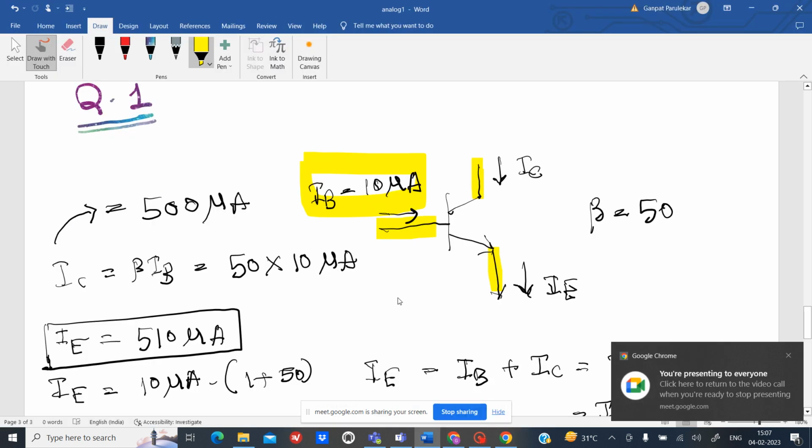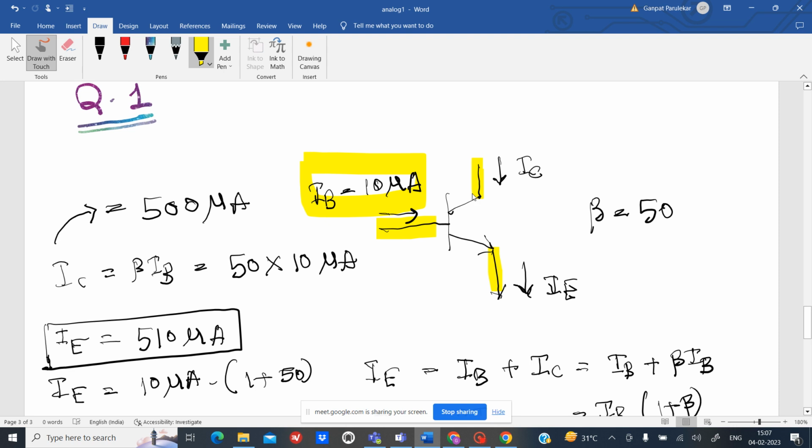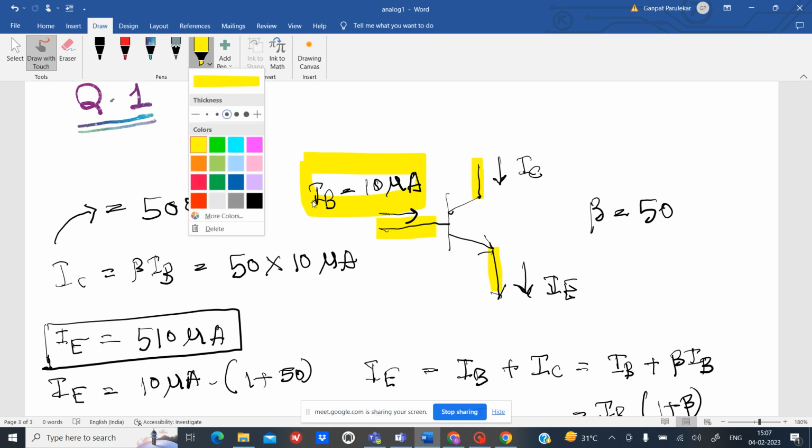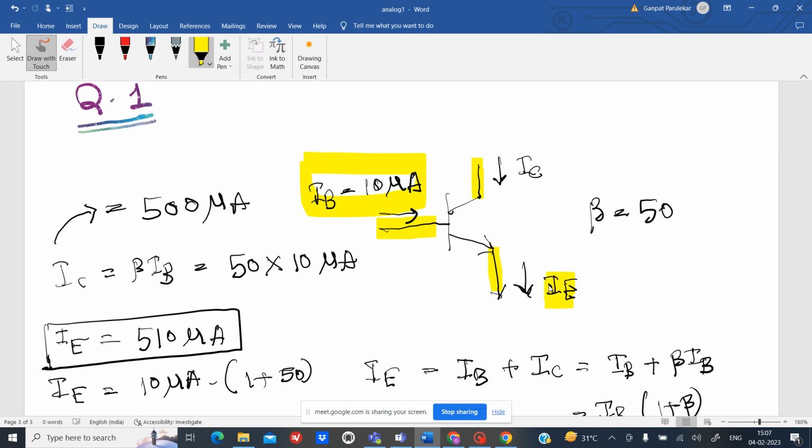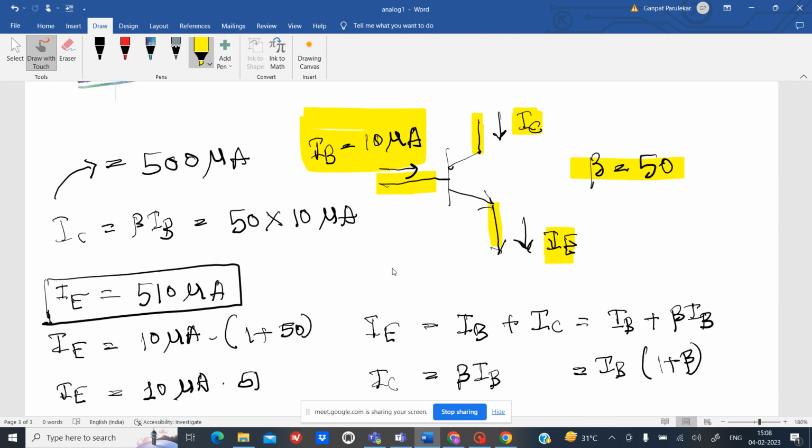And IE will be the addition of IC and IB, that is IE is equal to IB plus IC. Now beta is given and the value of beta is 50. So two things are given: IB is equal to 10 microampere and beta is equal to 50. Now we know that the formula of IC, the collector current, is equal to beta into IB.